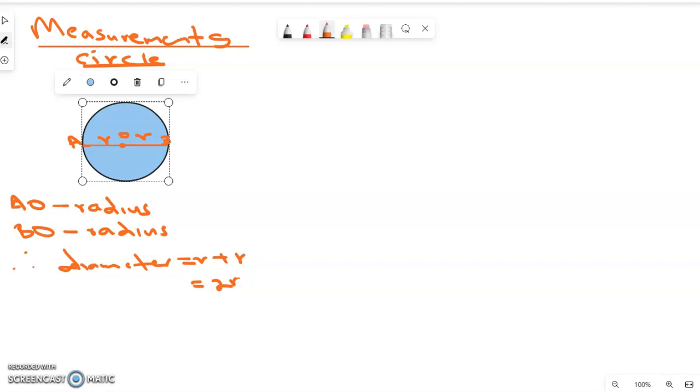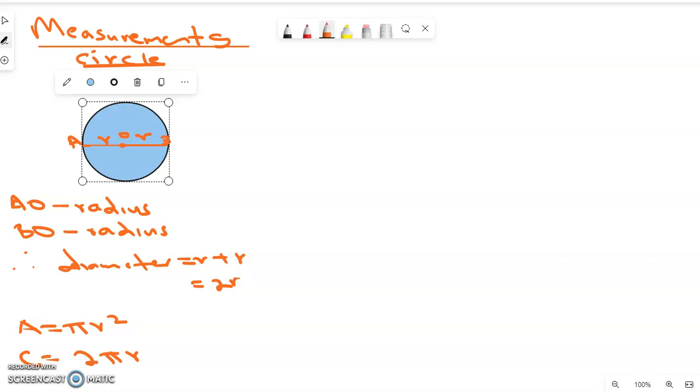The area of a circle is calculated by area is equal to pi r squared. Then the circumference of the circle, which is the perimeter of the circle, C for circumference, is equal to 2 pi r. And this is the formula for calculating the circumference of a circle.